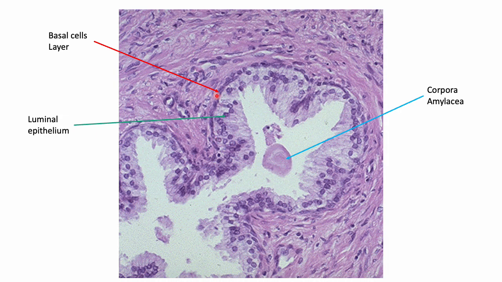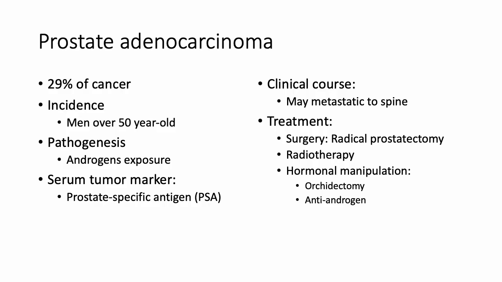So again, this is a more close-up view. The basal cells are flattened cells lining towards the stroma, whereas the luminal epithelium is pointing towards the lumens. And sometimes you can see the corpora amylacea, which is the hardening or thickening of the secretion that is produced by these luminal epithelial cells.